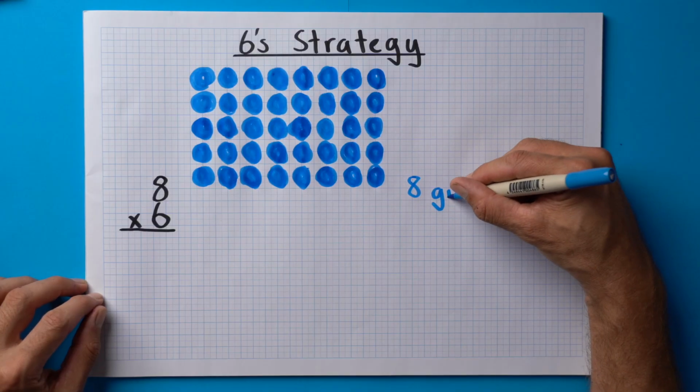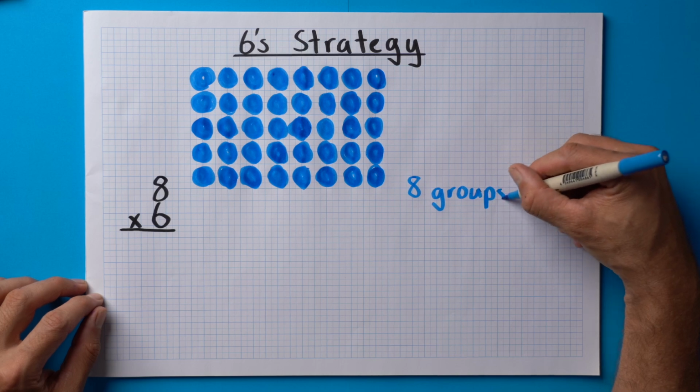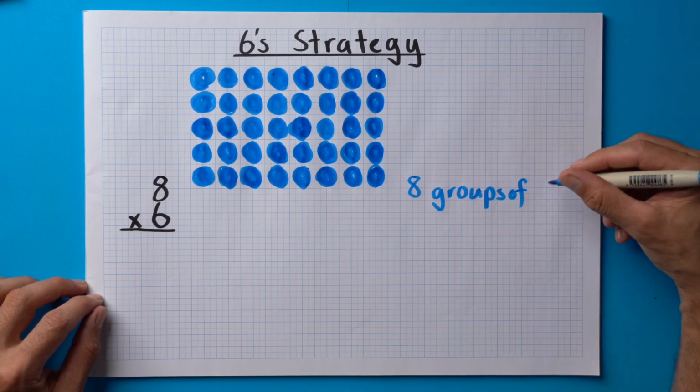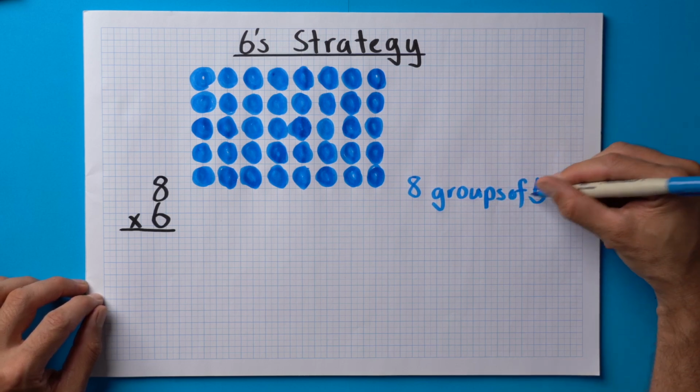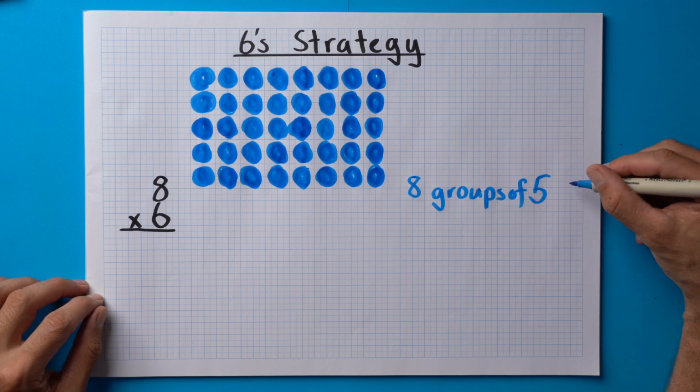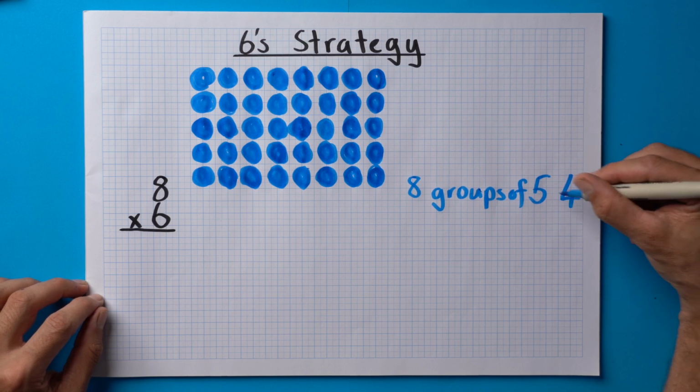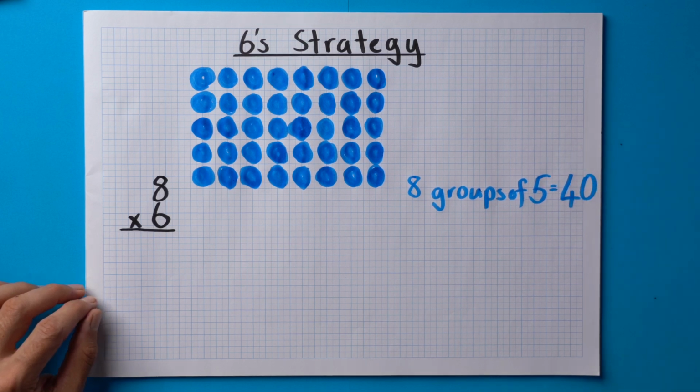8 groups of 5 is equal to 40. Since we want 8 groups of 6, not 8 groups of 5, we've got to add one more to each group.